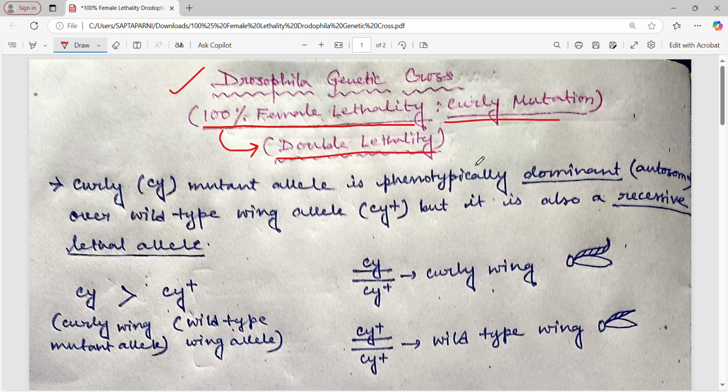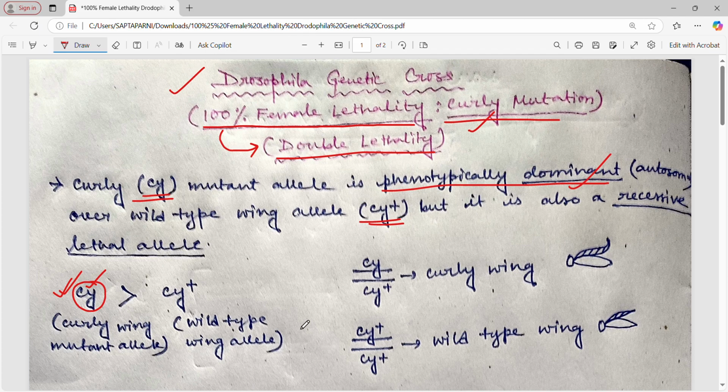Okay, got it. So first of all, what is Curly mutation? See here, the Curly mutant allele, which is denoted by Cy, is a phenotypically dominant allele over the wild type wing allele denoted by Cy plus. So though Curly is a mutant allele, you have to remember that it is phenotypically a dominant allele over the wild type wing allele Cy plus. So obviously, in both homozygous and heterozygous condition, the Cy phenotypically must show Curly wing phenotype.